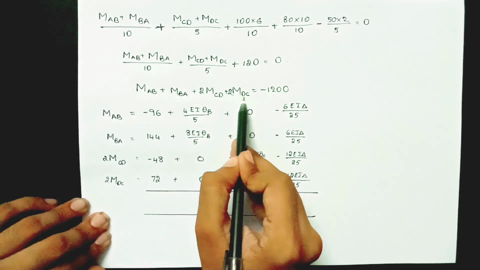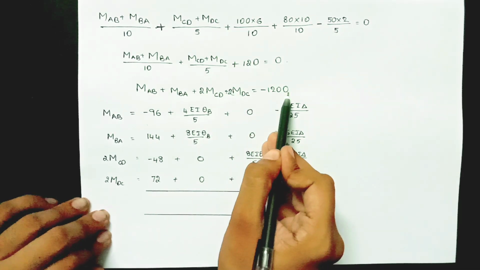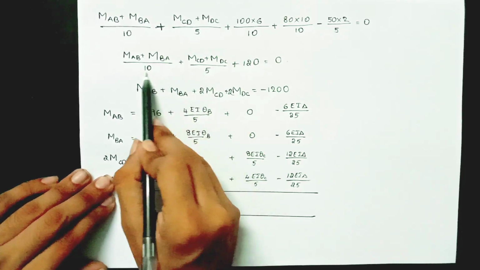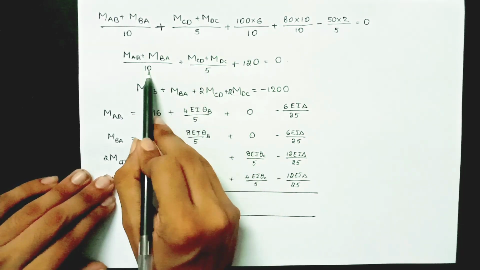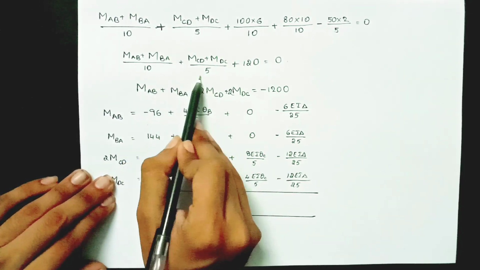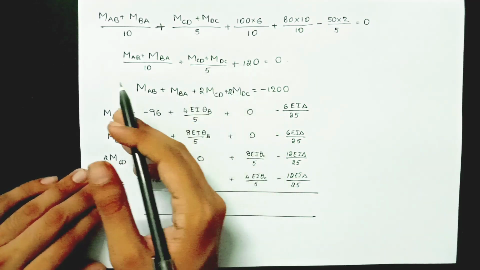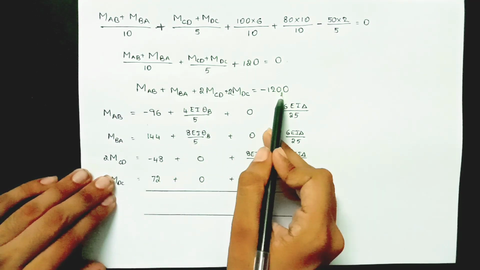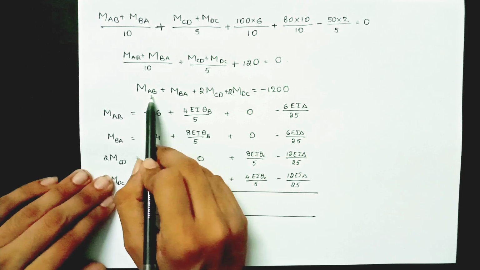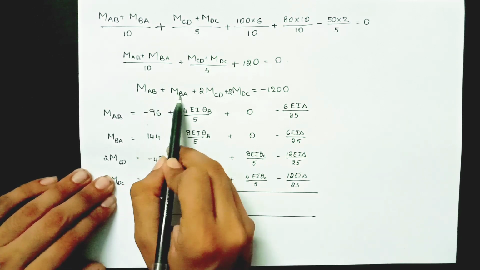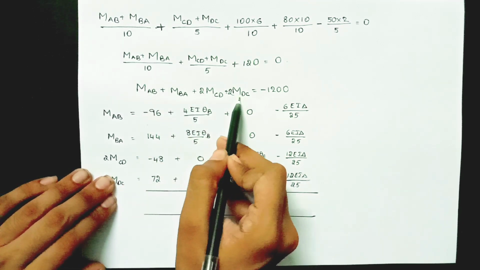this equation: MAB plus MBA plus 2 into MCD plus 2 into MDC equal to minus 1200. So I have taken the LCM from these two terms and taken 5 common, so that I have obtained this equation. This equation includes the addition of MAB, MBA, MCD and MDC.